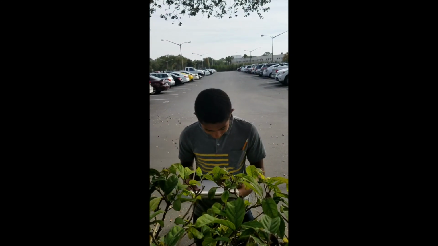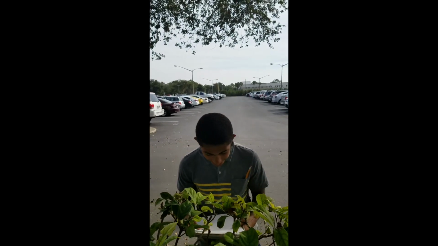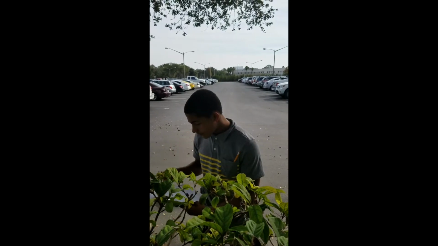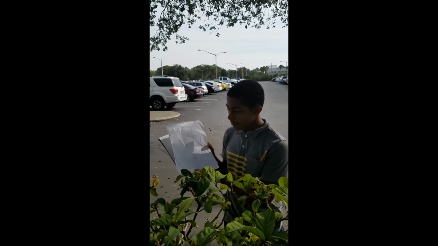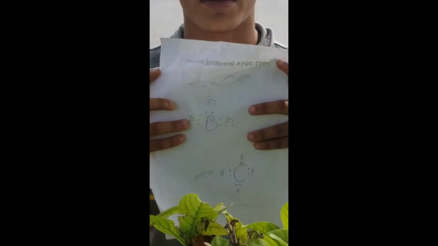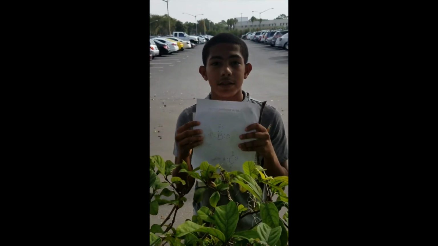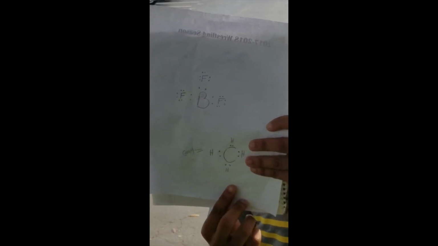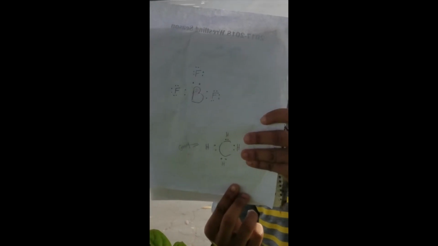The octet rule is that most atoms want to have 8 valence electrons, but there's an exception to this rule. As you can see here, boron is fine with 6 electrons. He's a happy atom. But if you come down here to carbon, he needs all 8 because he's greedy and will not settle for less.